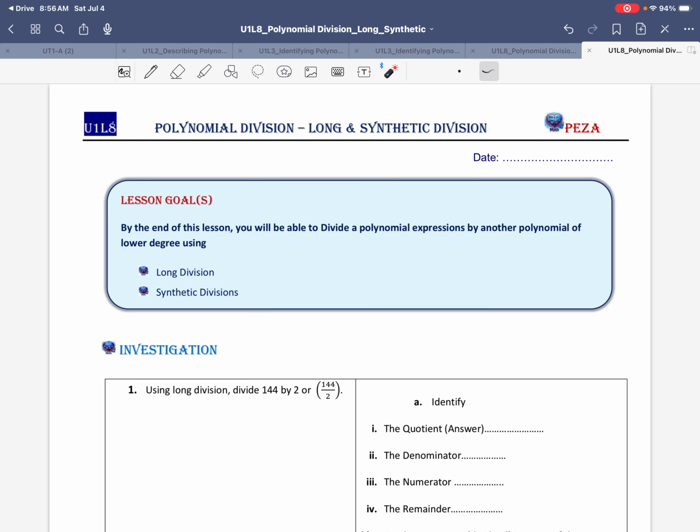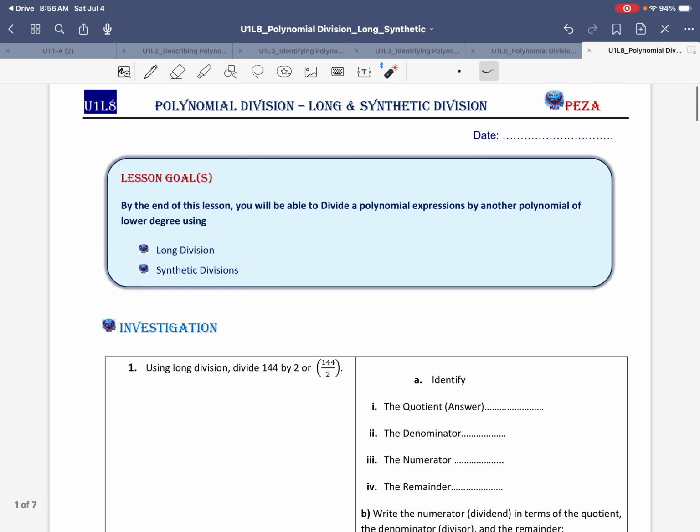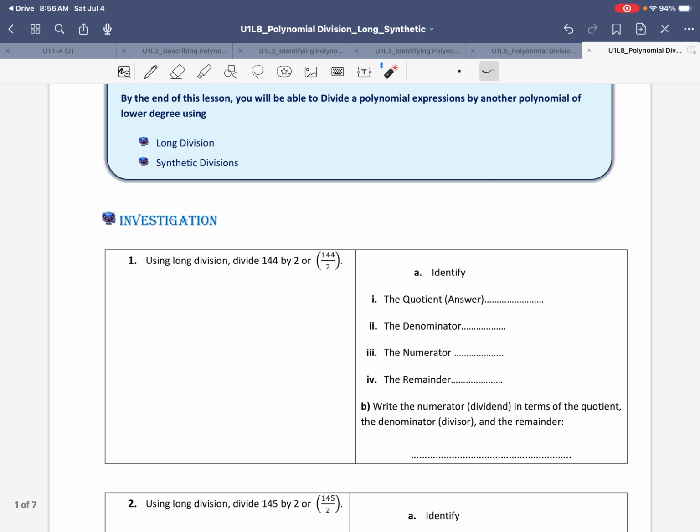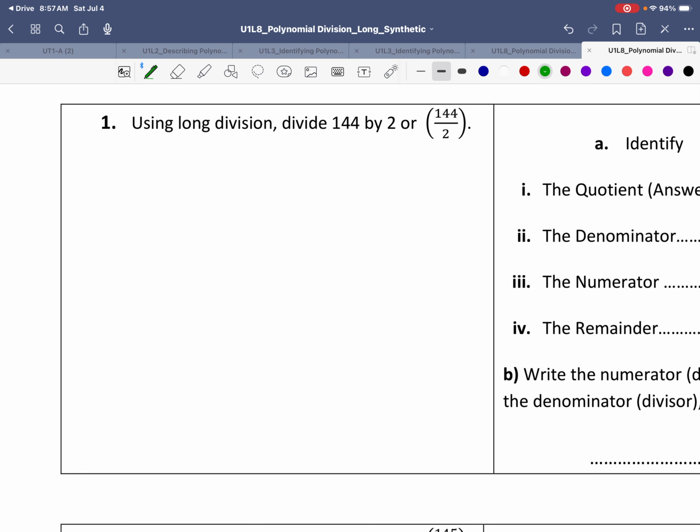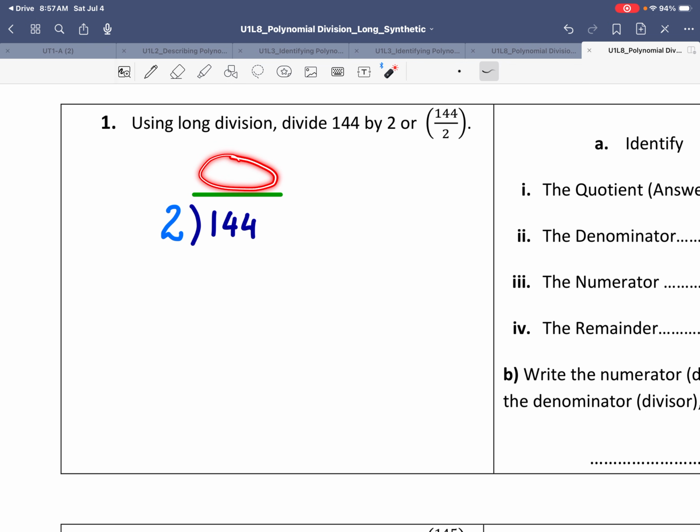Before we begin dividing polynomials, let's review the process using numerical long division. Consider the example 144 divided by 2, or as you can write them in fraction form, 144 over 2. We set up the division by writing the number that is being divided, that is 144. And then we're going to write a bracket here, and inside the brackets, we're going to write the number that we are dividing by, or the denominator, so the number 2. Next, we're going to draw a horizontal line, and right here is where we are going to write the answer.